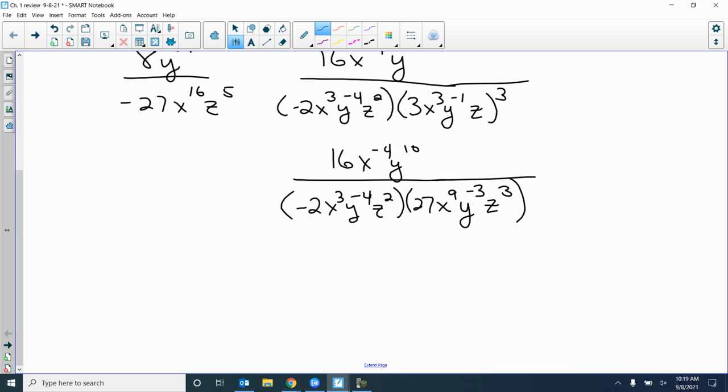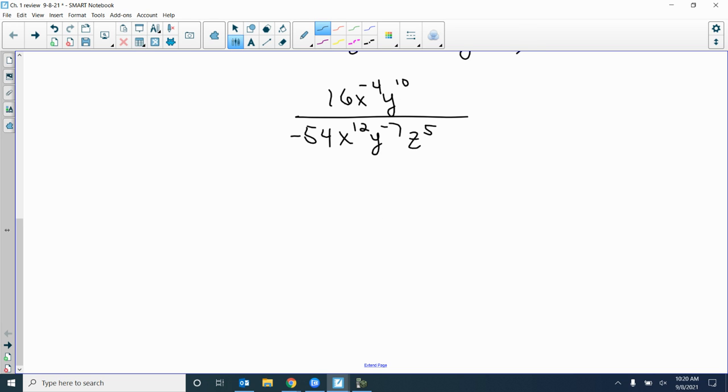Yep, I would multiply these two things. Some people might start moving all the negatives and making positive. You can do that. I think I would do like Brandon said, multiply those two together. And so I got 16x to the negative 4th, y to the 10th, all over negative 2 times 27 is negative 54, x to the 12th, y to the negative 7th. Remember, you're just adding exponents. And then z to the 5th.